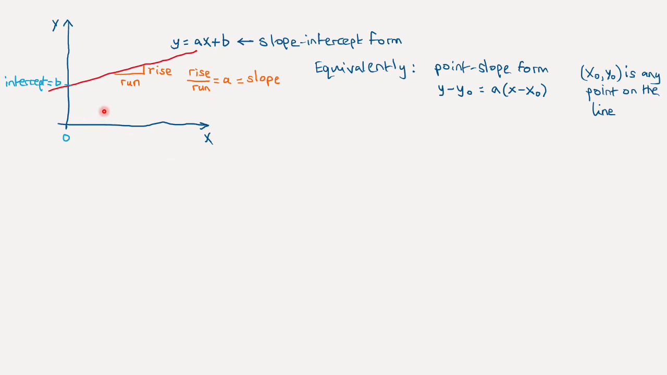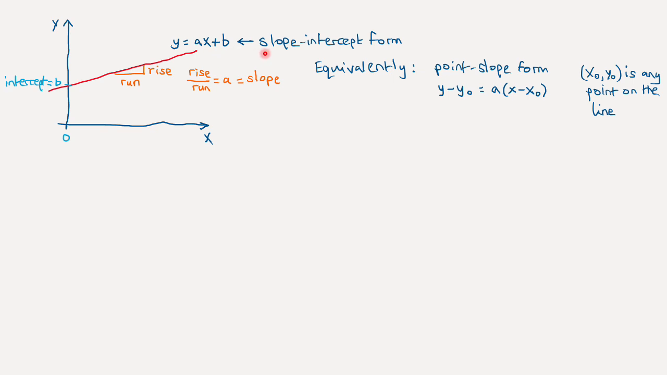So on this diagram that I've drawn here, I've got x equals 0 on the left of the graph where the y-axis crosses, and so the y value on the line at that x value of 0 is the y-intercept, and that's given by the letter b in this equation. So y equals ax plus b, and this is the slope-intercept form of the line.